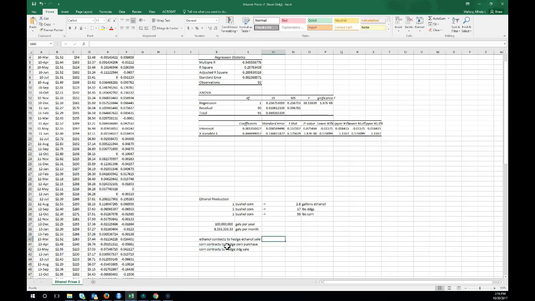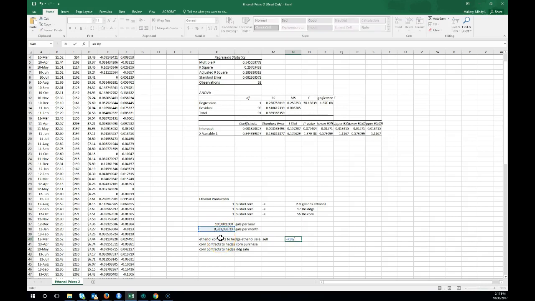Okay. Now if we're using ethanol contracts to hedge a sale, we must need to sell a certain number of ethanol contracts. And of course I mean sell rather than buy. We're doing the same thing in the futures market as we do in the cash market. We sell ethanol in the cash market. To hedge, we're going to sell ethanol contracts in the futures market. Now we need to know how much. So 1 month's ethanol production was this. And how many contracts do we need?